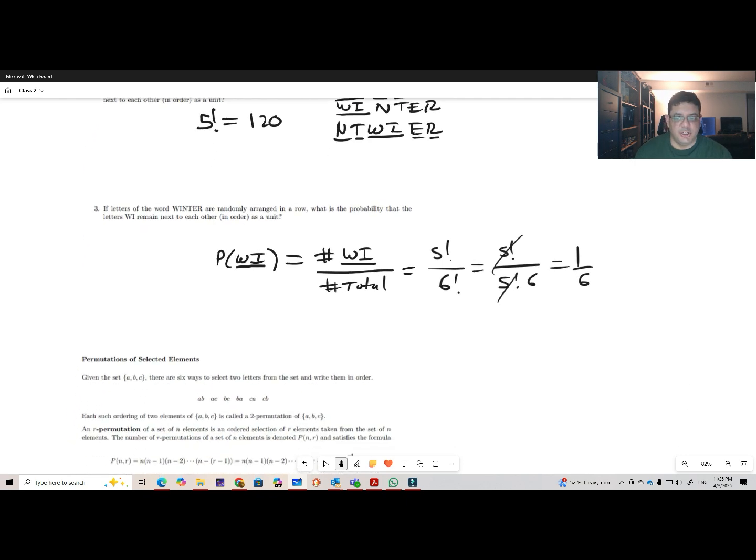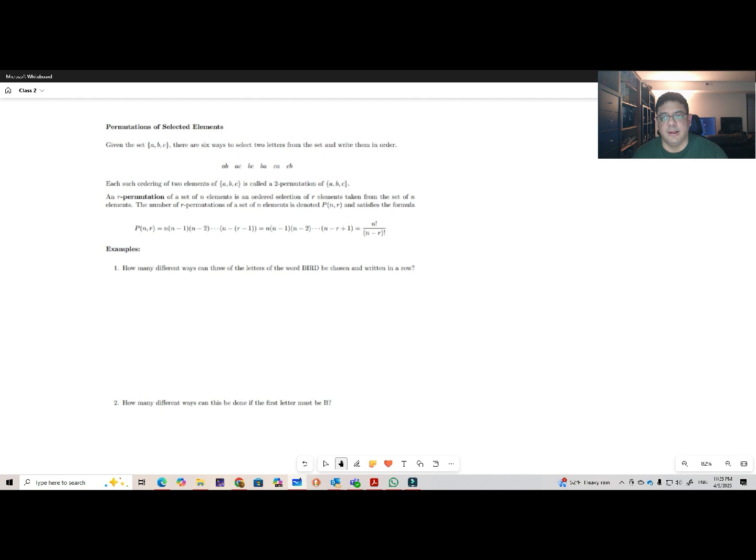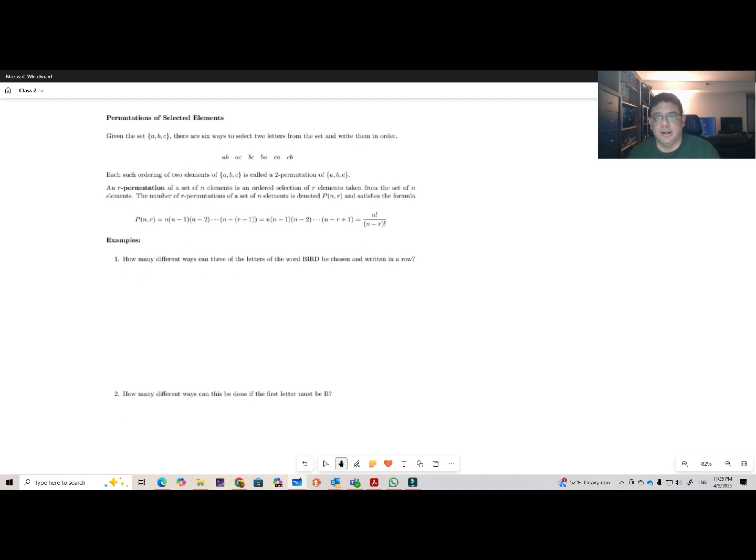Now with permutations in general, we can use permutation of a specific number of elements. We can permute just a certain number of elements. So for example, given the set ABC, there are 6 ways to select 2 letters from the set and write them in order. So notice that we're not using the whole set. We're just picking from that particular set 2 of those letters and looking for the possible ways to permute those different letters. So we have AB, AC, BC, BA, CA, CB.